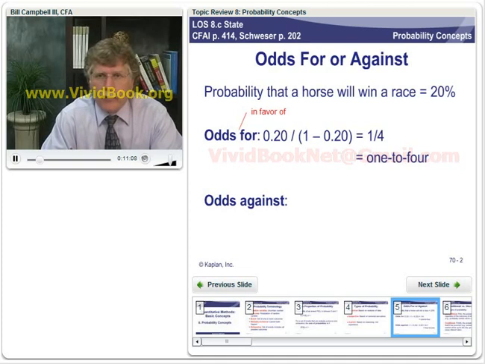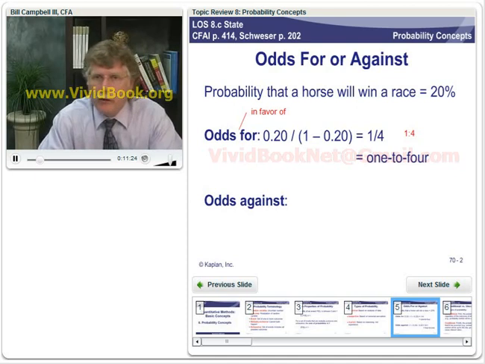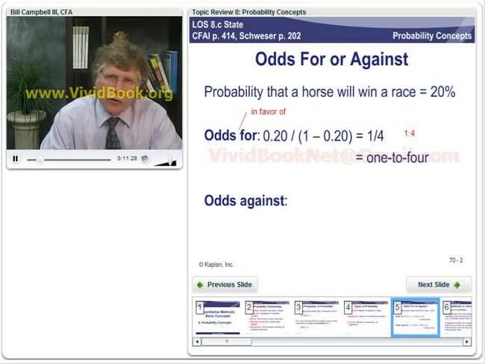0.2 divided by 0.8, 1/4. We usually read this as 1 to 4, and it may be written, do me a favor, write another note over here, it may be written as 1:4. Usually when you see people discuss odds, that's the way that they write it. So be prepared, you may see it as 1 divided by 4 or 1:4. That's the odds in favor.